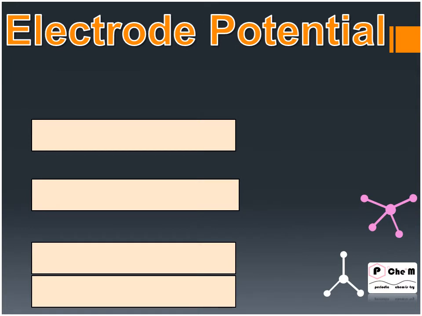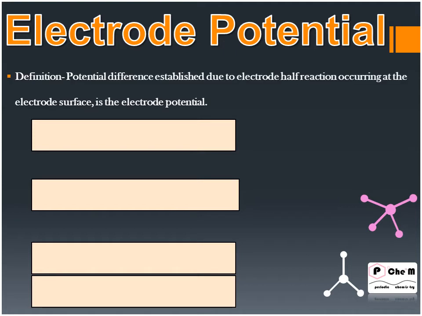Let's first understand what electrode potentials are. According to the definition, the potential difference established due to the electrode half reaction occurring at the electrode surface is the electrode potential. In simple words, we can define it as the tendency of an electrode to undergo an oxidation or reduction reaction. That means every electrode or reaction has its own unique electrode potential, which will decide whether it will undergo an oxidation reaction or a reduction reaction.